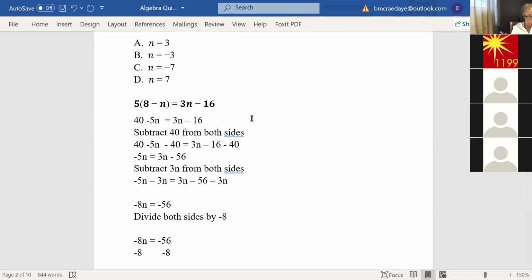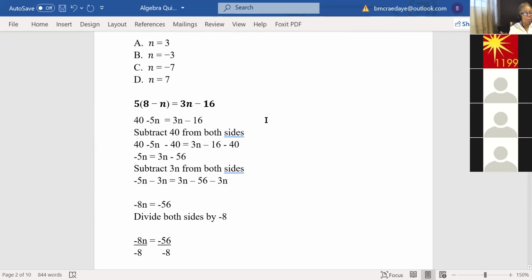Okay, right. That's the other way you could do it. Latoya subtracted 40. What you did, since you have a minus over here, you add the 16. Okay, and you got 56, and then you added the 5n here and got the 2n, right? Yes. Okay, that's another way of doing it. So I say there's more than one way. Whichever way is comfortable for you, you do it.